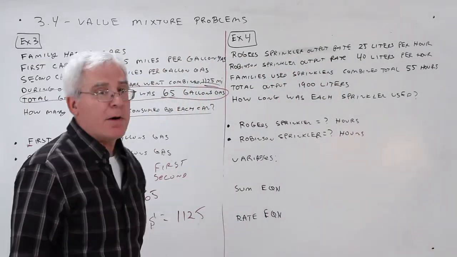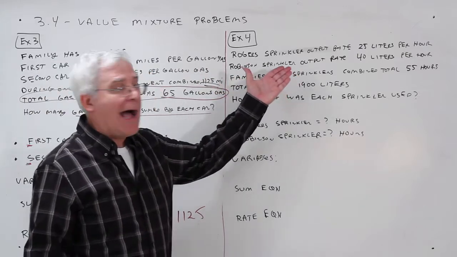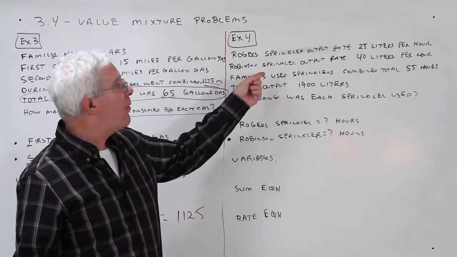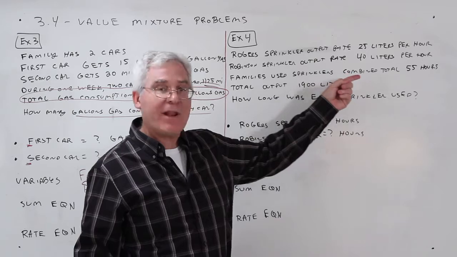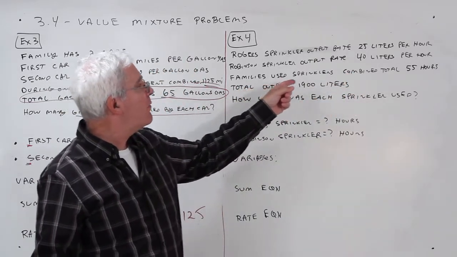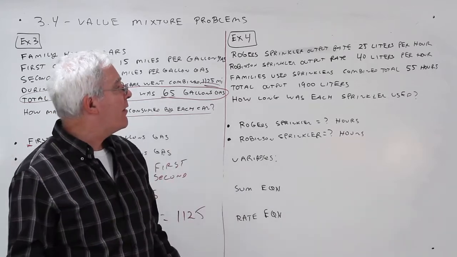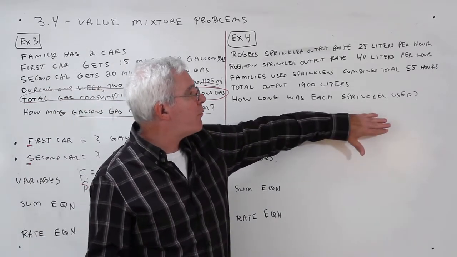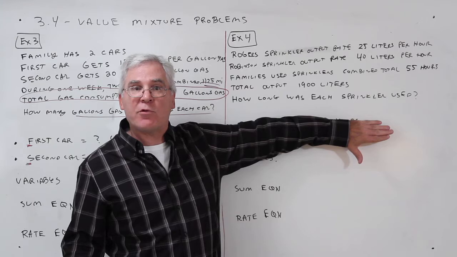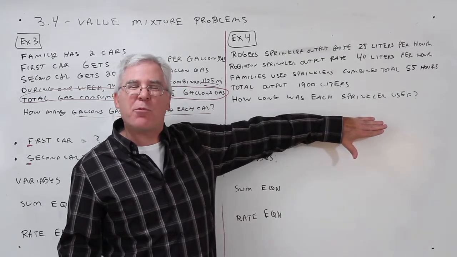Okay, example 4. The Rogers sprinkler has an output rate of 25 liters per hour. Robinson sprinkler output rate 40 liters per hour. Families use the sprinklers combined total of 55 hours. Total output of water 1900 liters. How long was each sprinkler used? Again, that's what Alex will show you.